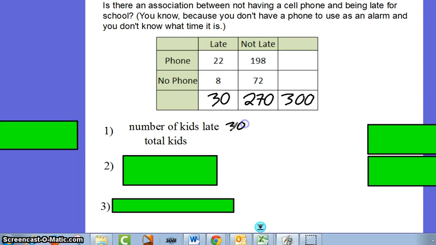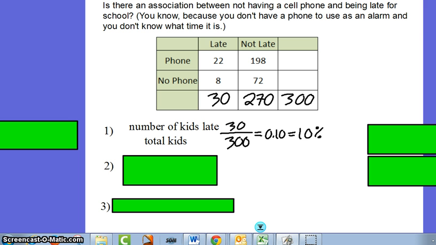So we have 30 kids out of 300, which if I take 30 and divide it by 300, I get 0.10 or 10%. So 10% of the total kids are late.